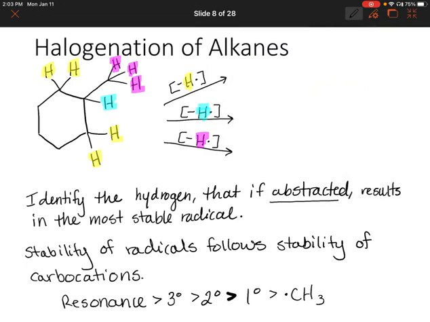Okay, so if we remove one of the yellow hydrogens, let's just say we're removing this one here, we call that abstraction. Probably something would take that hydrogen, like a chlorine radical or a bromine radical. We're kind of showing this differently here, but we would end up with a single electron left on the carbon that the hydrogen was bonded to.